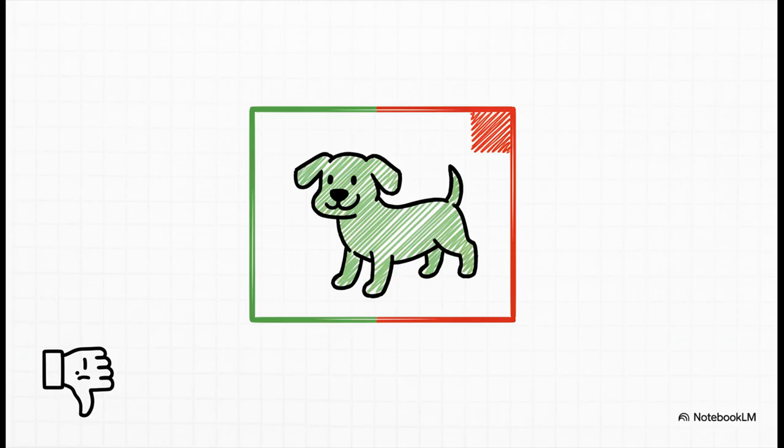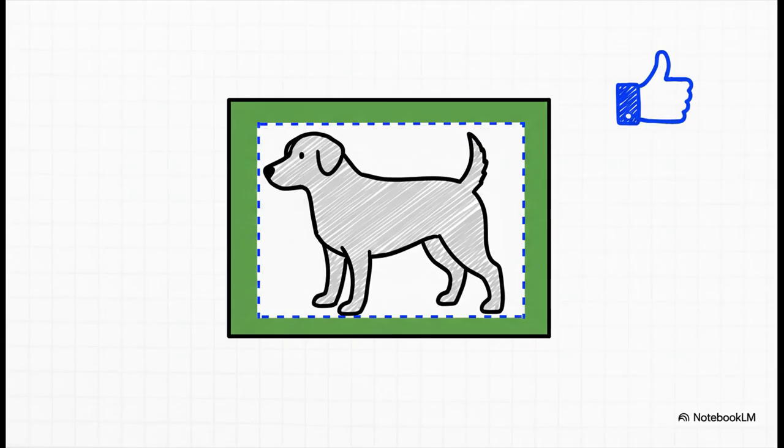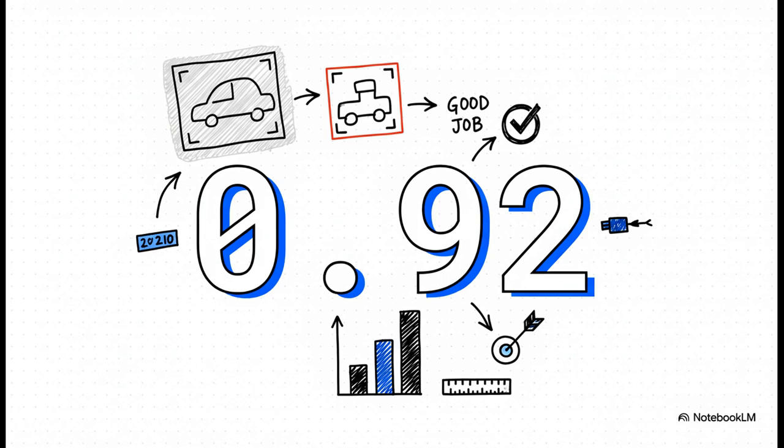All right, let's make this real. Here's an example of a pretty poor prediction. You can see the predicted box just barely overlaps with the ground truth box. Unsurprisingly, it gets a low IoU score, 0.4. Not great. The number tells us exactly what our eyes can see. It's a bad fit. Okay, now let's check out a much better one. I mean, you don't need to be a computer to see that this is a way better fit. The overlap is huge. And boom, the score reflects that, 0.92. That's a fantastic IoU.